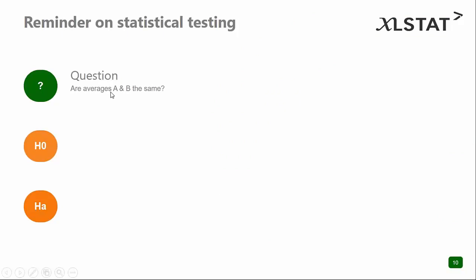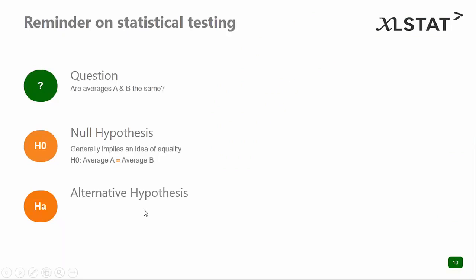Usually statistical tests imply 2 hypotheses that challenge each other. The null hypothesis, that we also refer to as H0, which you can write generally with an idea of equality, of equivalence. Usually H0 is written like this: average A equals average B. The alternative hypothesis implies an idea of a difference. So HA: average A is different from average B.